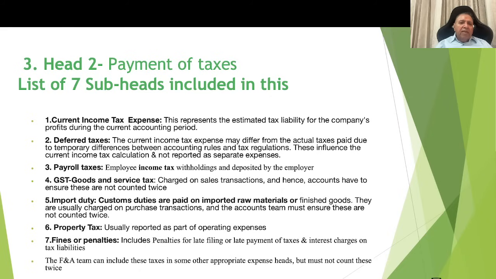Number 2 head is payment of taxes. It has 7 subheads like current income tax expenses, deferred taxes related to the income tax, payroll taxes, TDS matters for that, GST, goods and service tax, import duty related customs duties paid on the imported raw materials or equipment or finished goods, property tax, fines or penalties paid on such delayed filing, etc. or other reasons. The finance and accounts team can include these taxes in some other appropriate expense heads but must not duplicate this. So these 7 heads have been shown just for clarity.